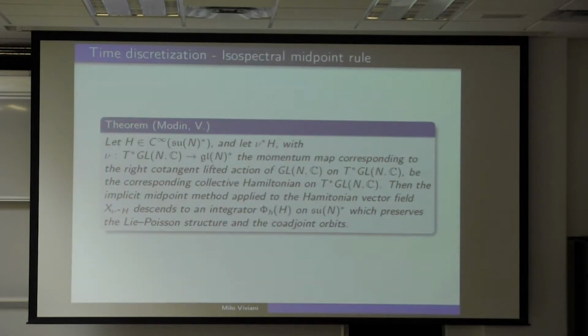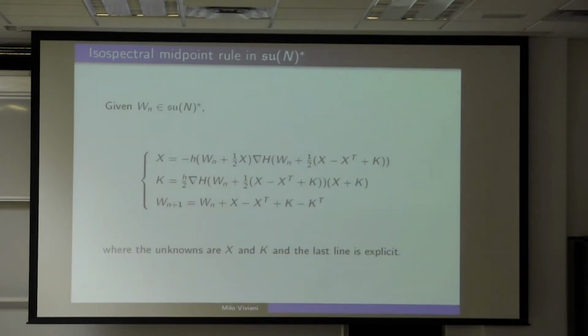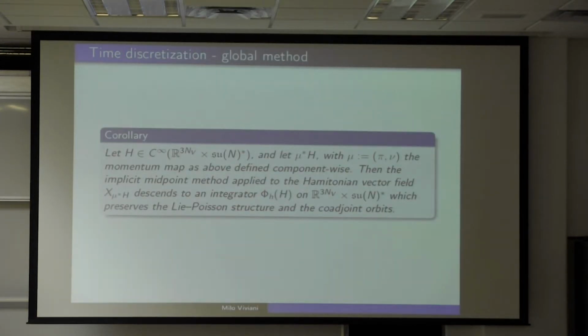And the same result we got for SU(N), but working a bit differently. Instead of working with the action of SU(N) on some space, we work with the action of GL(N). Okay, and we found an explicit method for SU(N), which is this, very simple also. We have just two unknown matrices here. Okay, the last line is explicit. So yes, this is the global result. These two methods applied together are a Lie-Poisson integrator on R3 and SU(N)*.